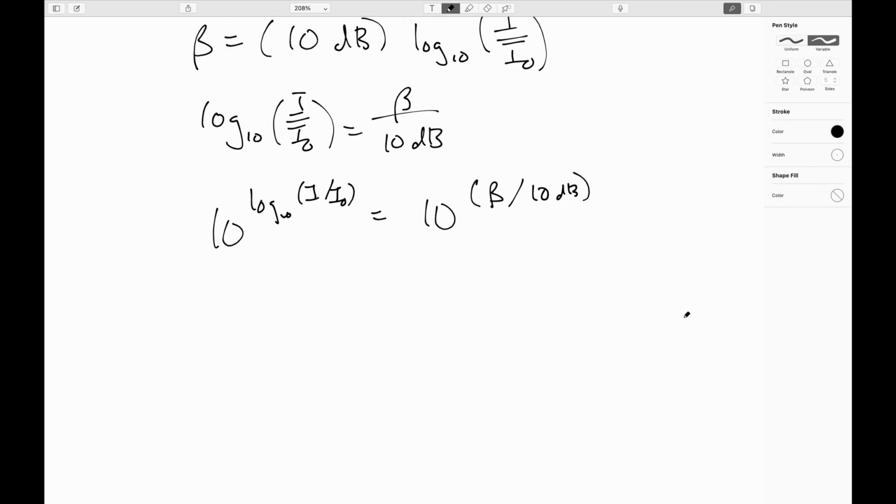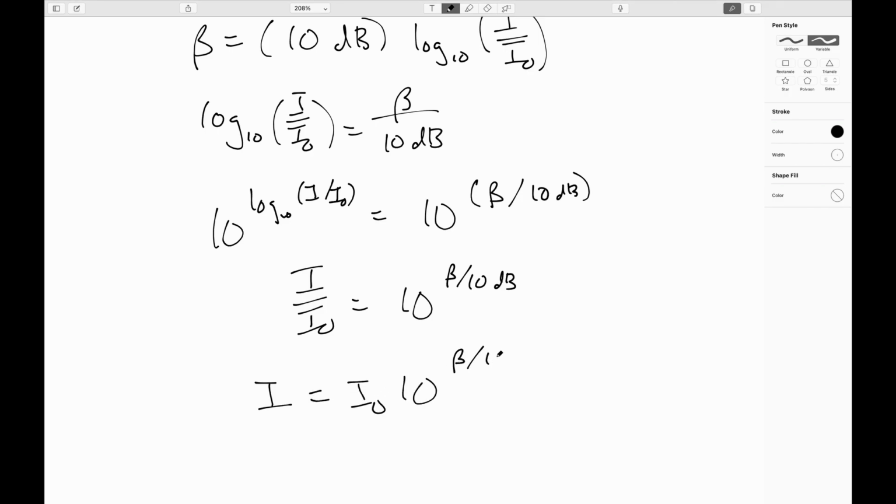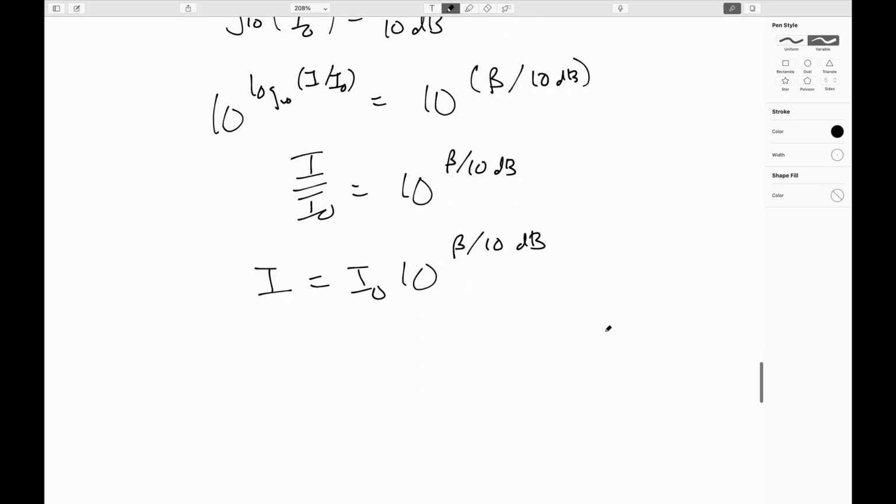So now I can pull out what's inside here by saying, 10 to the log of the thing is the thing. So this is I over I naught is 10 to the beta over 10 dB. And so finally we get that the sound intensity is I naught times 10 to the beta over 10 dB. All right, now we said it was 30 dB.